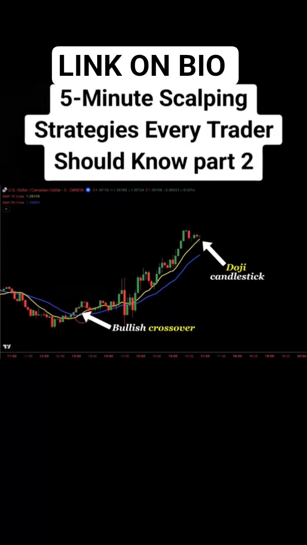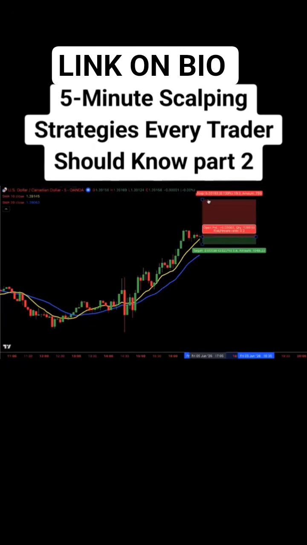However, we never enter a trade based on the crossover alone. Now that all the conditions of the strategy are met, let's take the trade. Place your buy entry at the close of the doji candle, set your stop loss below the pattern, and stay in the trade until price closes below the 10 simple moving average, which is our exit signal.